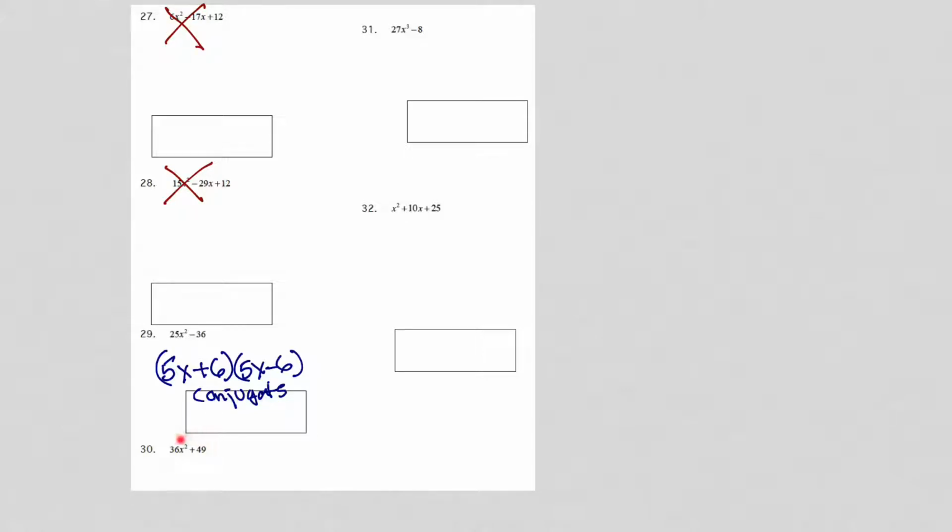Now, in number 30, this is the sum of two squares, and there's no template for that. So that one, we're just going to write as prime.